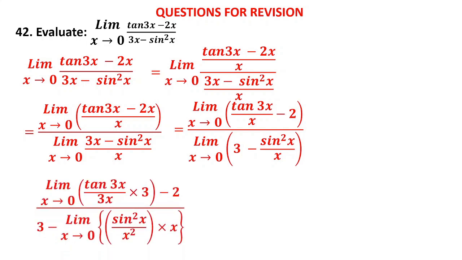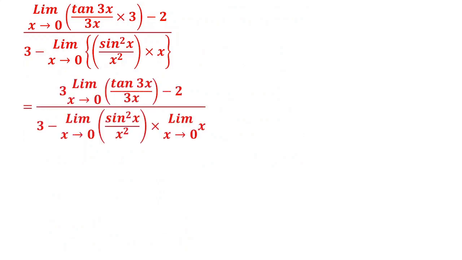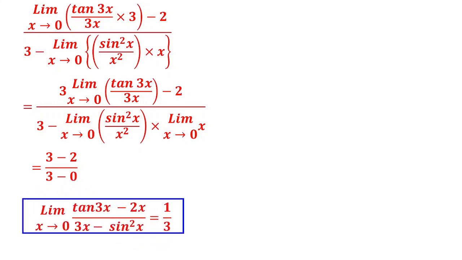There is a limit as x goes to 0, tan 3x by 3x minus 2, it's a constant. Again in the denominator 3 is a constant, therefore 3 minus limit x goes to 0, sin square x by x square. Multiply and divide by x, so that you will get the standard limit. Now you are getting the limits. Numerator 3 comes out, that is the standard limit. 3 into 1 minus 2, denominator 3 minus, that is the standard limit into 0. Therefore the answer is 1 by 3.